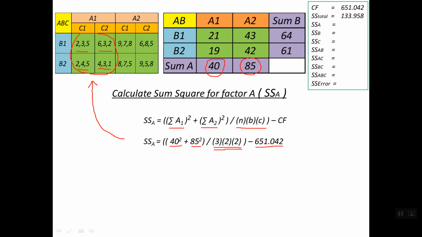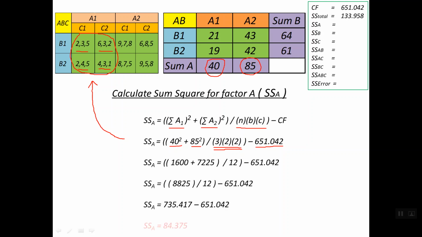And finally, we subtract the correction factor. So if you proceed with the calculations, you will get the value of SSA to be 84.375.